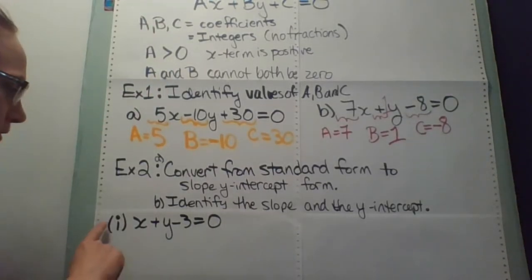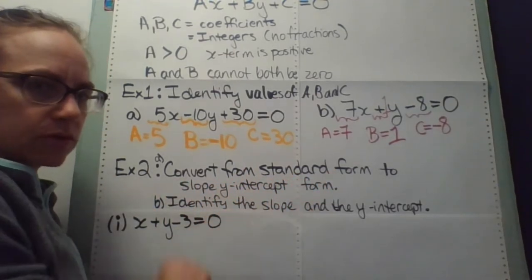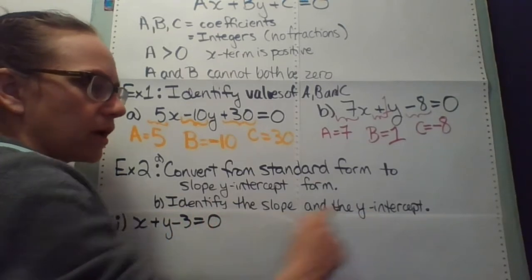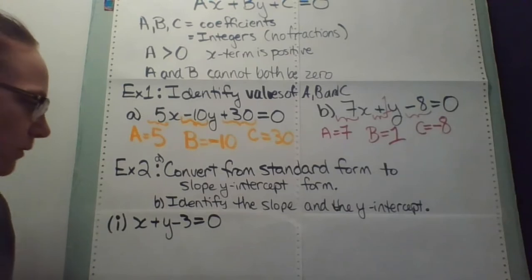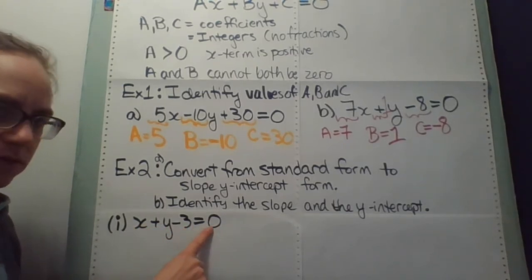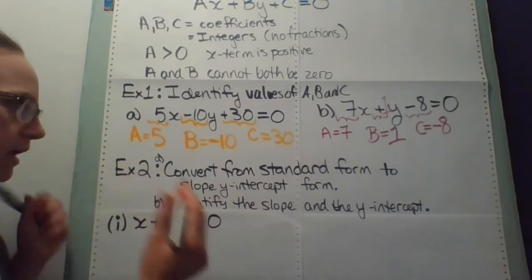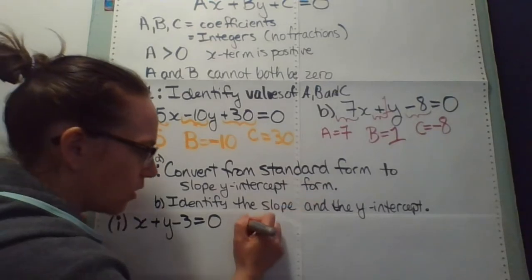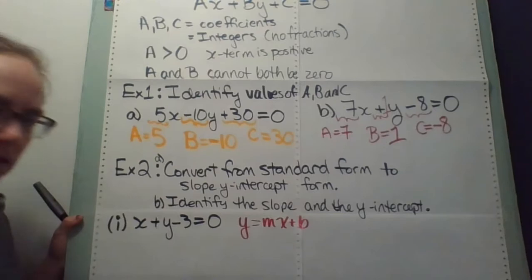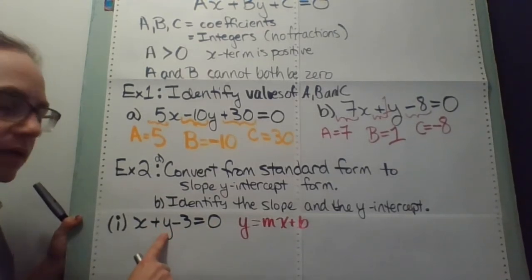All right, let's do example 2. Now we want to convert from standard form into our more usual slope y-intercept form. And then after we do that, we can identify the slope and the y-intercept. So the first thing we have to do is look at the equation we're given. So x plus y minus 3 equals 0. And remember that in slope y-intercept form, we want to make it look like y equals mx plus b. So that means I have to get everything to the other side except for the y. We're going to keep the y here.